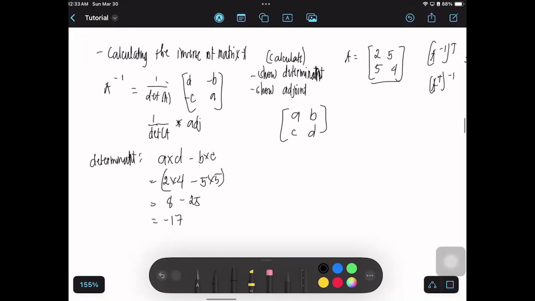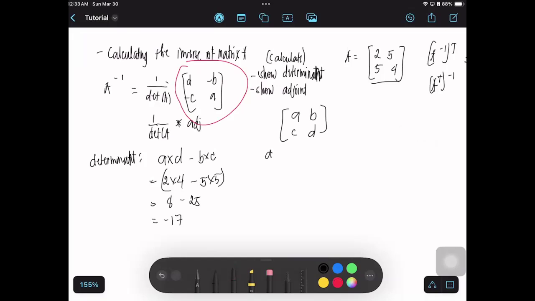Now, how to get the adjoint? This will be the formula for the adjoint for the 2 by 2 matrix alone. So remember that the adjoint of a 2 by 2 matrix will be like that.